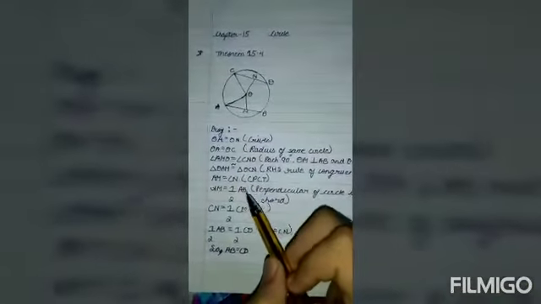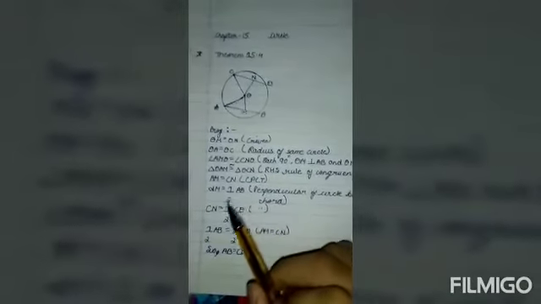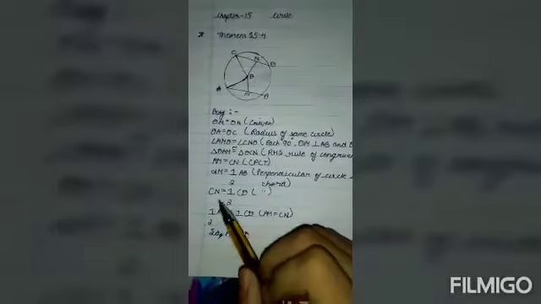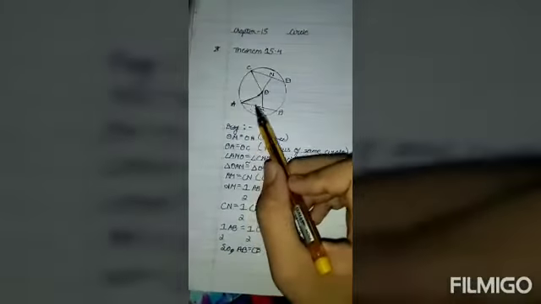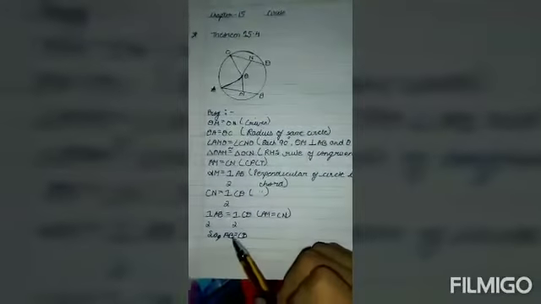AM is equal to half of AB, as the perpendicular from the center of a circle bisects the chord. CN is equal to half of CD for the same reason. Half of AB is equal to half of CD, since AM is equal to CN. So it clearly states that AB is equal to CD.